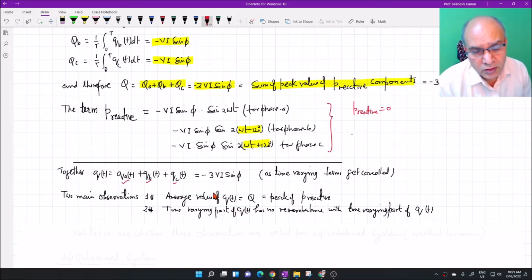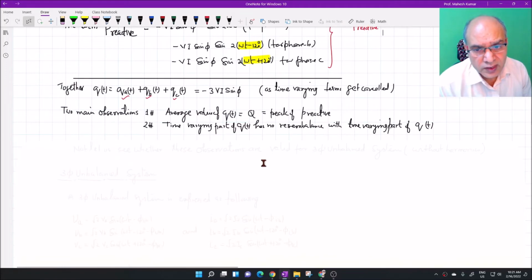So two important observations we are making here. Number one, the average value of Qt, that is the average value of instantaneous reactive power, is the same as the peak of the P reactive. That is, the standard definition of reactive power matches with the average value of the instantaneous reactive power.